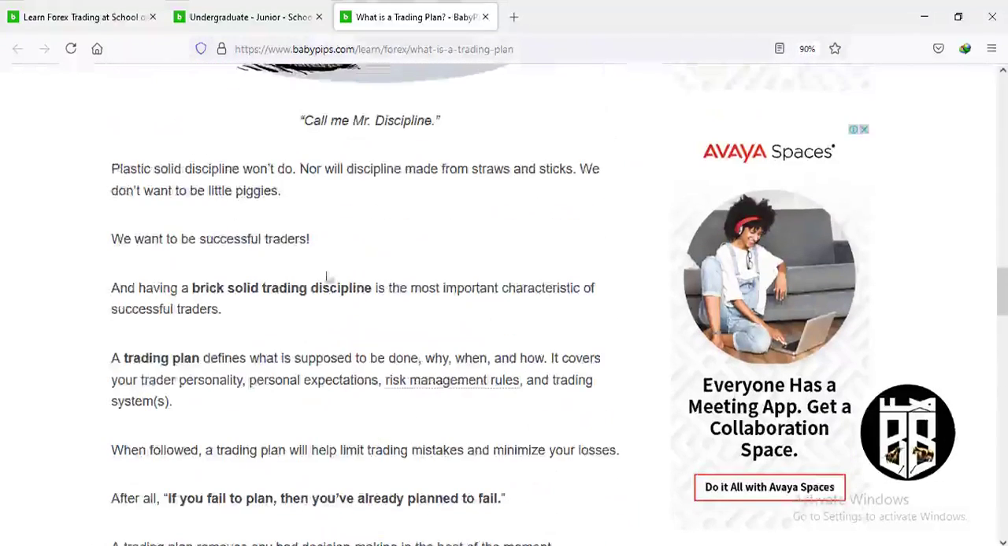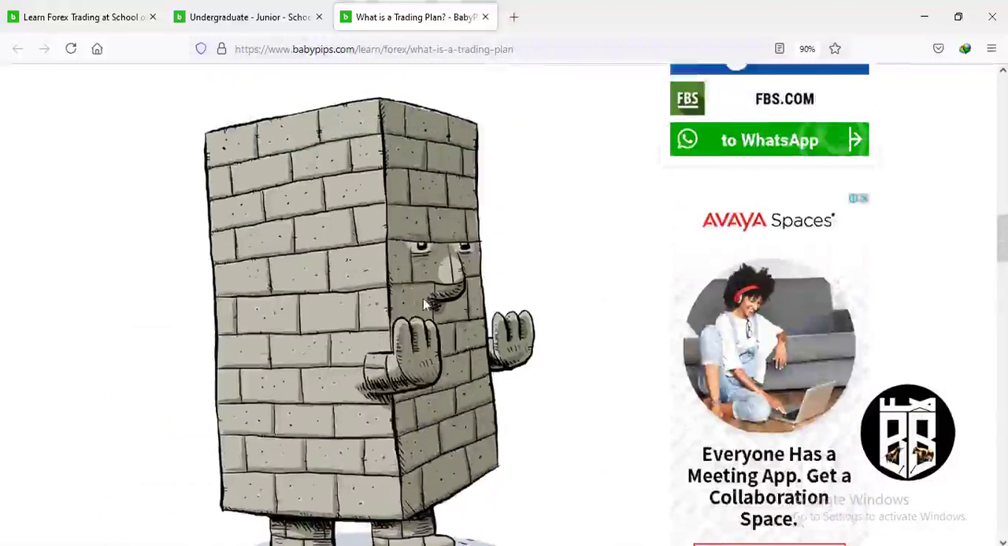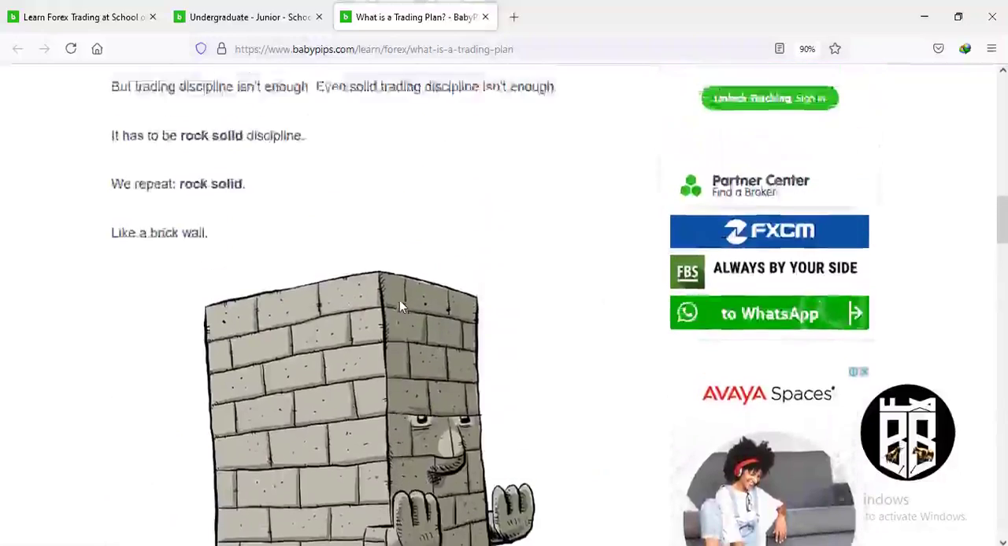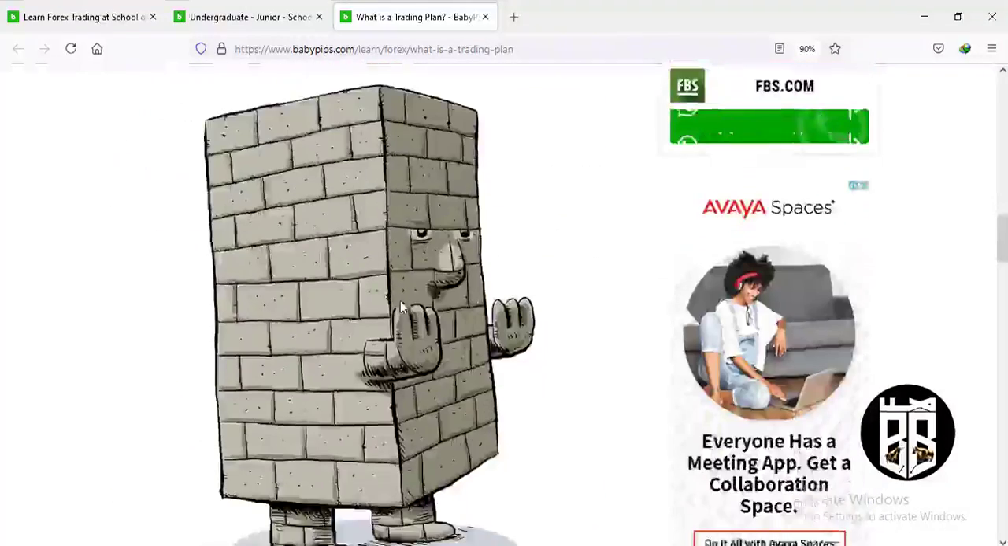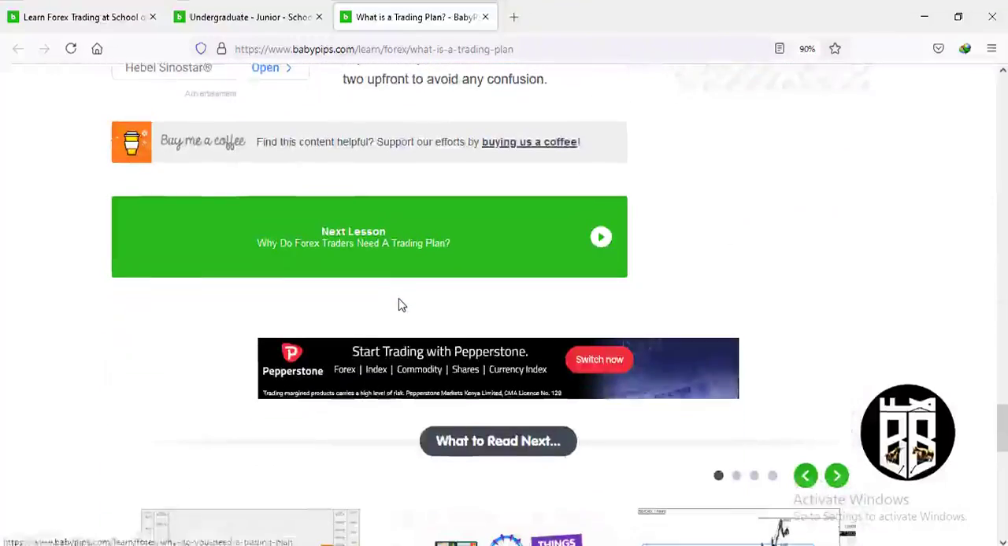As a way of recap, a trading plan describes what is supposed to be done, when, okay, why, how, and it also covers a trader's personality, personal expectations, risk management rules, and a trading system. Remember this, guys. Put this in your mind, please. A brick solid discipline. Okay, have a brick solid discipline trading plan. Let's put it that way. So with that, let's move to the next lesson that says, why do forex traders need a trading plan?